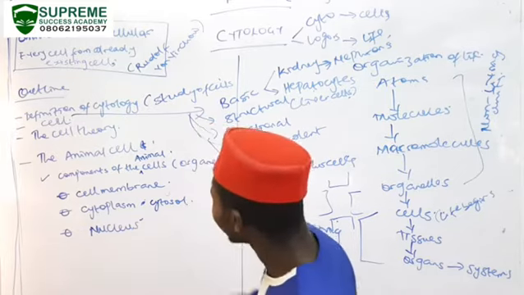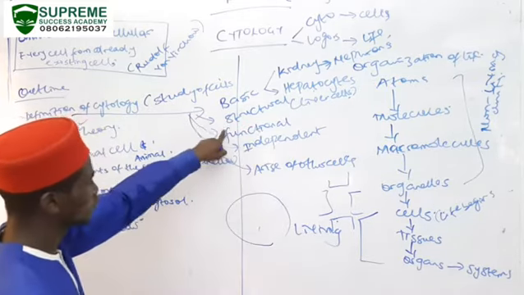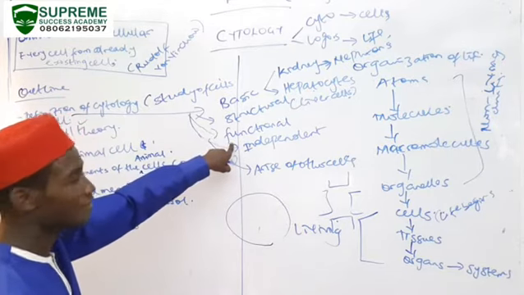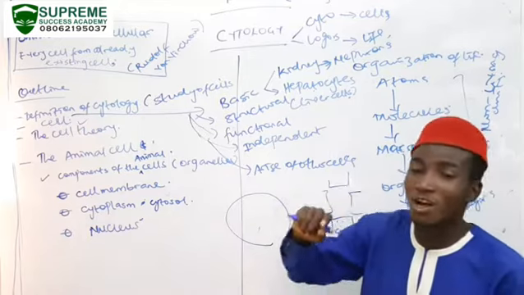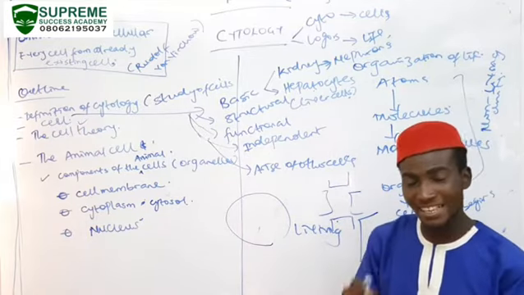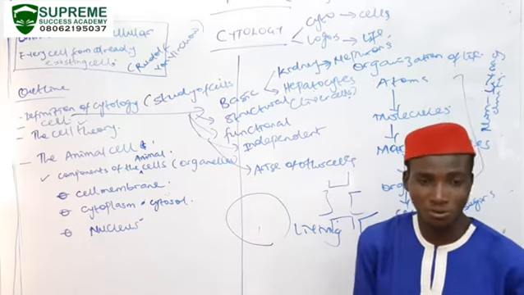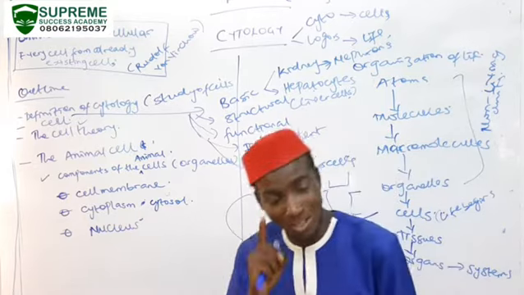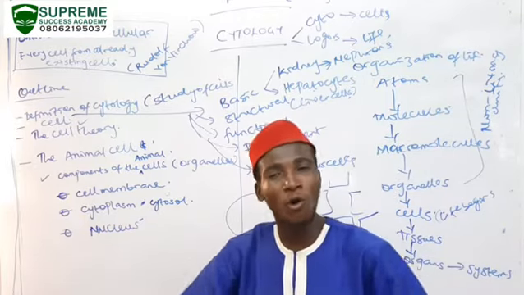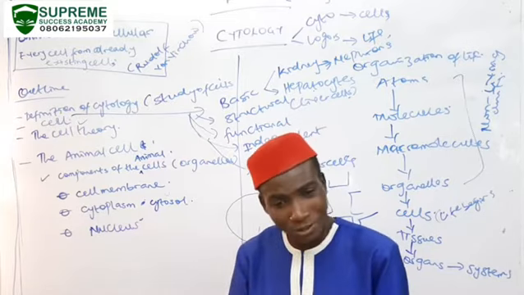So we have defined cytology as the study of cells. We have defined cells as basic, structural, functional units of life that are capable of independent existence. That word is very essential. The use of the words independent existence means that cells can exist on their own. For example, an amoeba, although it consists of just a single cell, can perform all the functions of life.